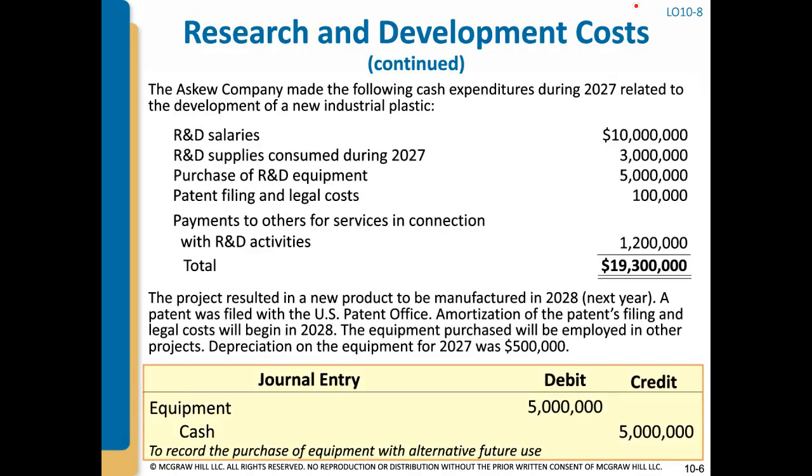Let's look at that equipment. The purchase of the R&D equipment, while the equipment purchase will be employed in other projects. It didn't say other R&D projects, just that it's going to be used in other uses. So we're going to capitalize that equipment. So we're going to debit $5 million to equipment and credit cash for $5 million.